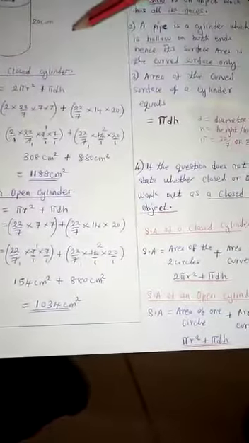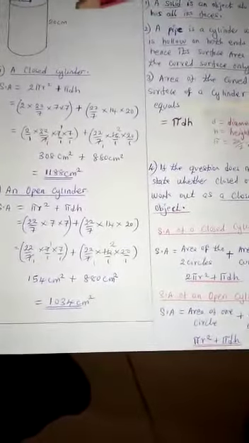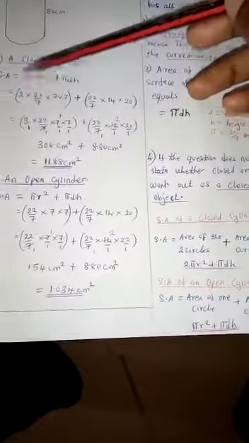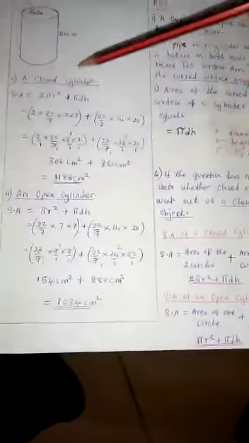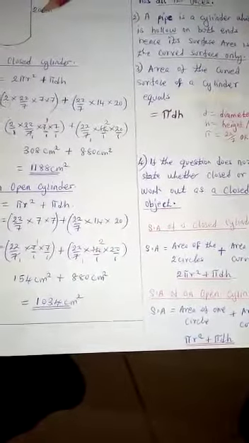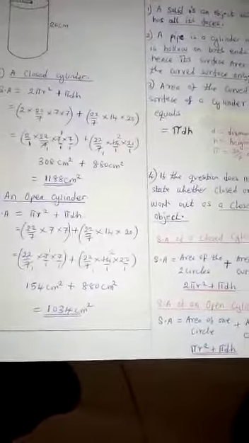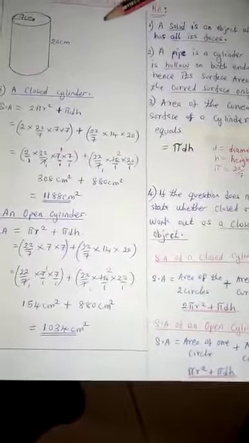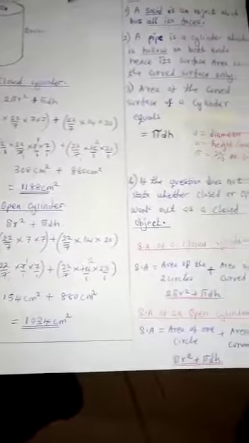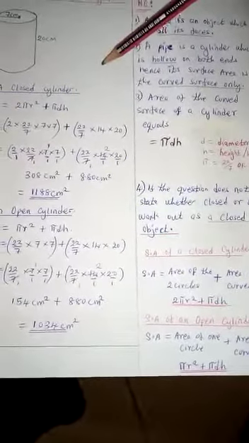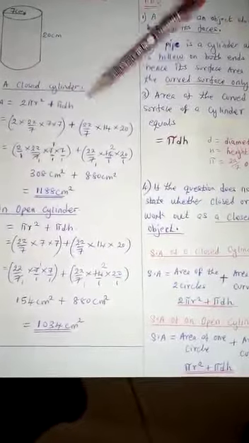Remember how to get the area of a circle, pi r squared. But in this case, because there are two circles, we say 2 times the area of one circle, then we add the area of the curved surface. How do you work out the area of the curved surface? Remember we said the curved surface, when it is opened up, forms a rectangle. The length is equivalent to the circumference, and the width of that rectangle is equivalent to the height. So that's why it is pi dh.